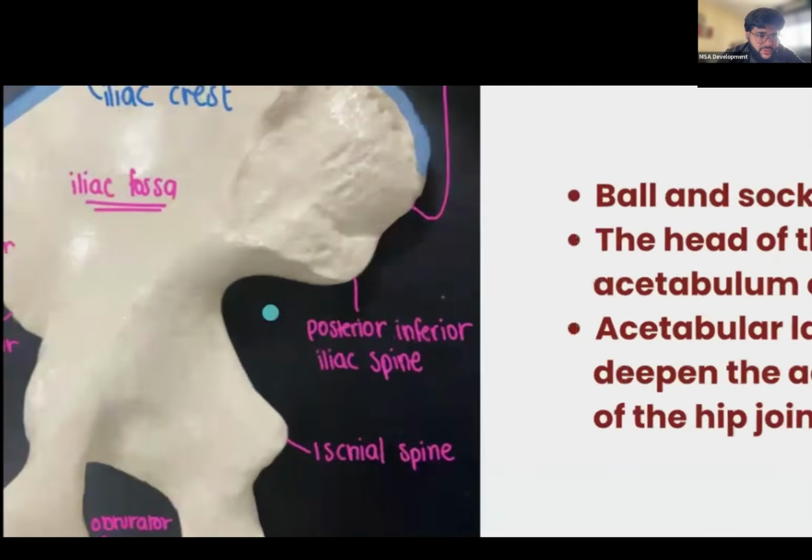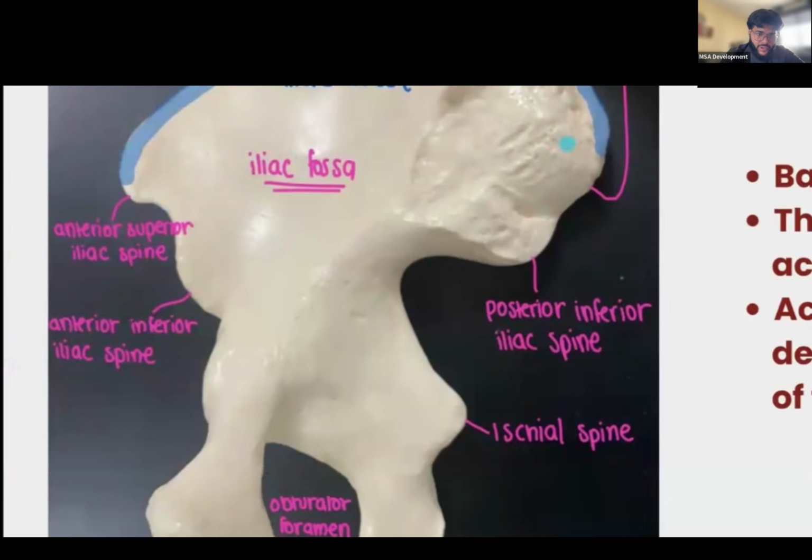And over here is a picture from your dry lab. So you have your ilium right here. You have your posterior superior iliac spine at the back. At the front, you have your anterior superior iliac spine. Right underneath the anterior superior iliac spine, you have your anterior inferior iliac spine. Right beneath your posterior superior iliac spine, because you're the superior, you're going to have an inferior. You have your posterior inferior iliac spine. Over here, you have your ischial spine and the obturator foramen.